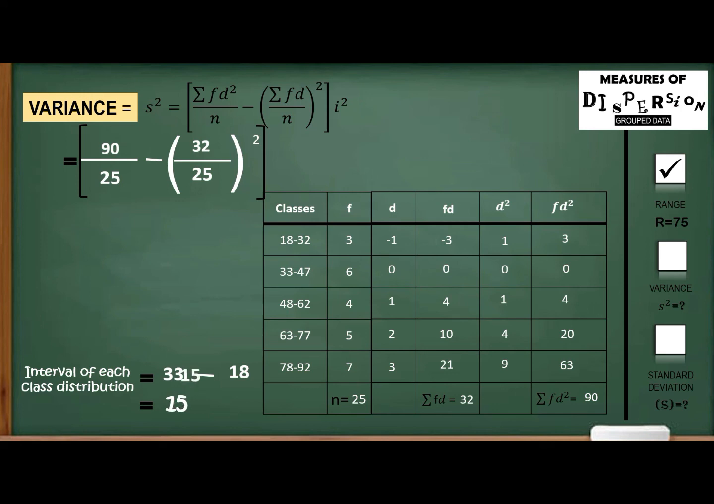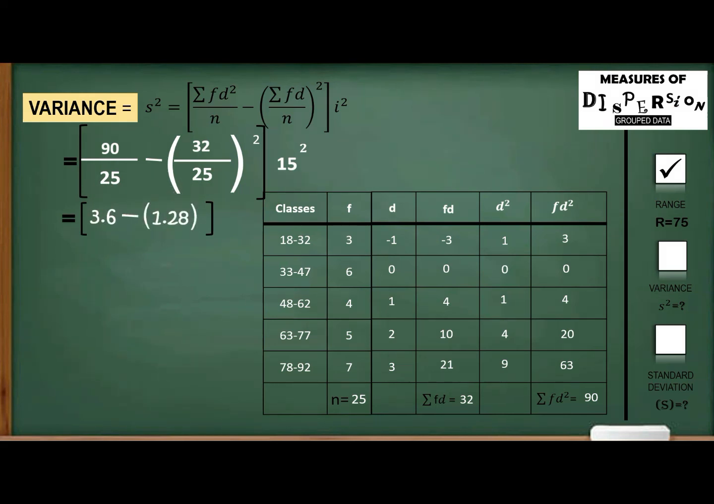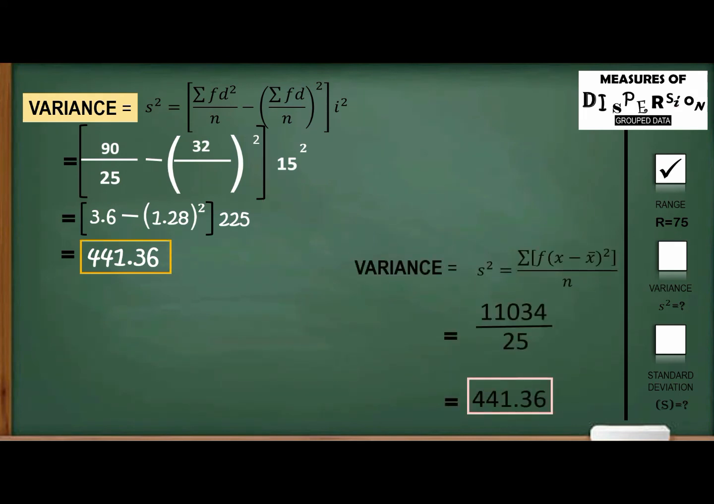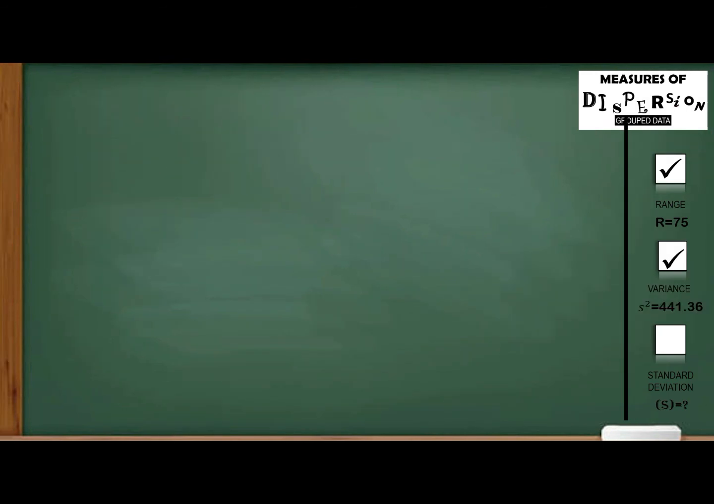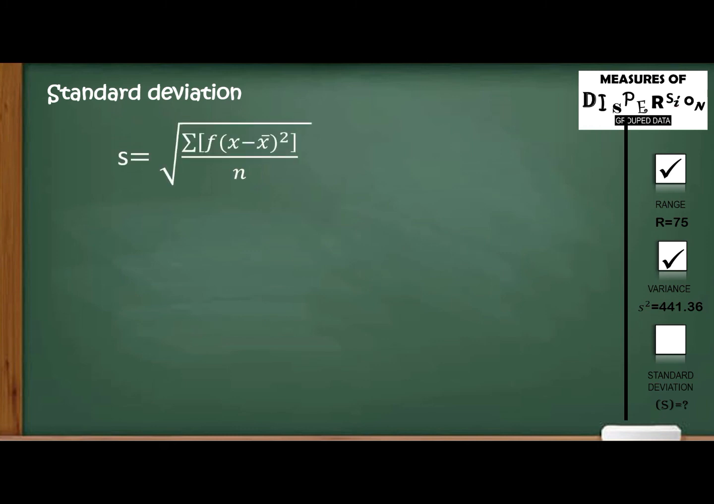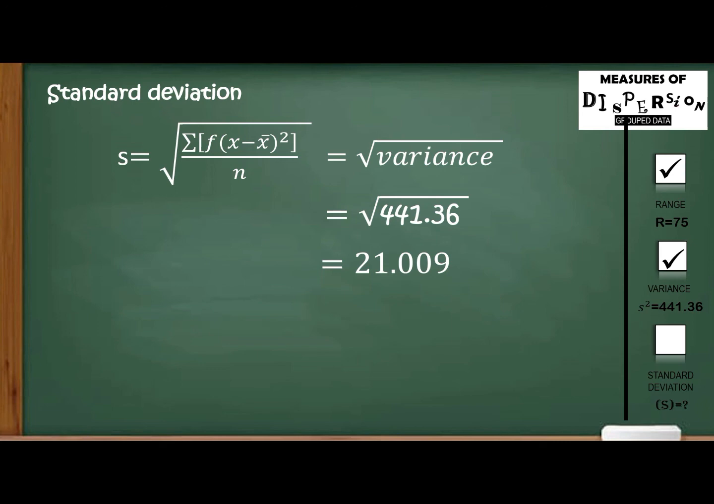The quantity of 90 divided by 25 is 3.6, minus 32 divided by 25, which is 1.28 squared, times 15 squared, which is 225, will be 441.36. Either of the formulas for the variance will come up with the same values. Let us now proceed to the standard deviation of this group data. The standard deviation is simply the square root of the variance. Therefore, the square root of 441.36 is 21.009. 21.009 is the standard deviation of the group data.